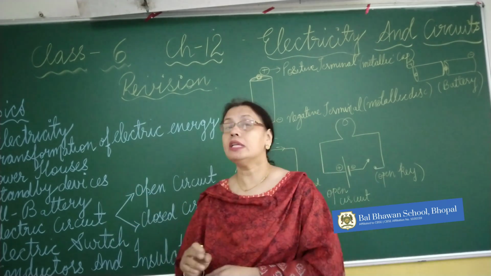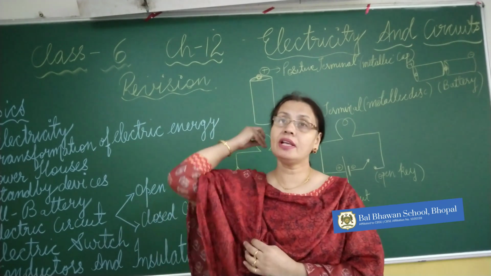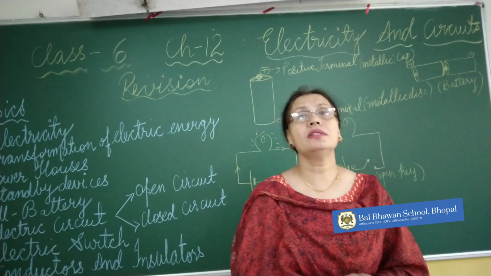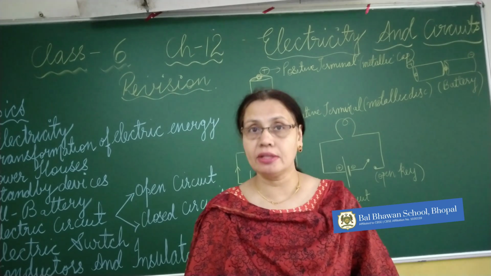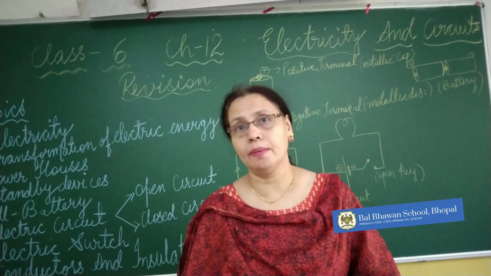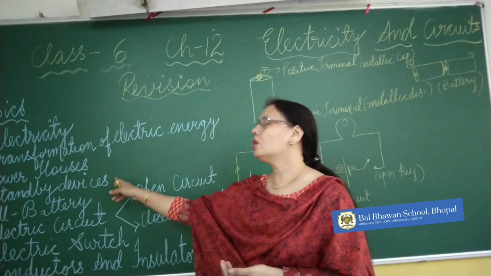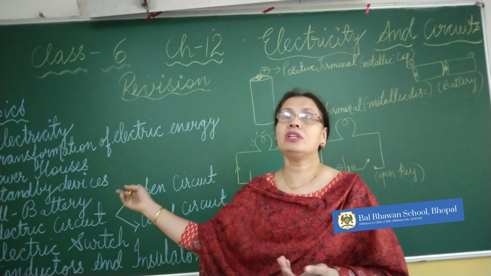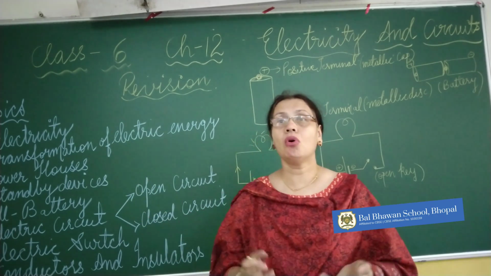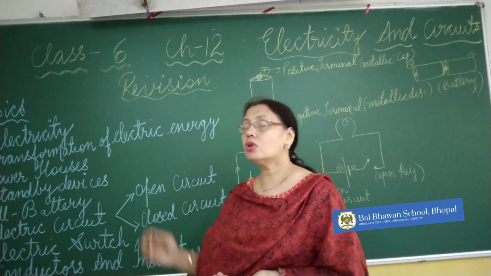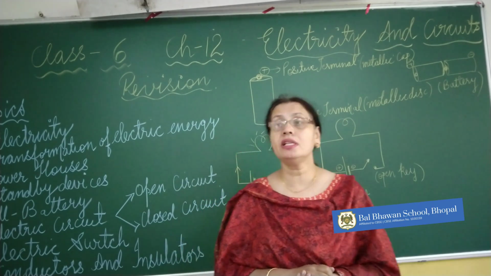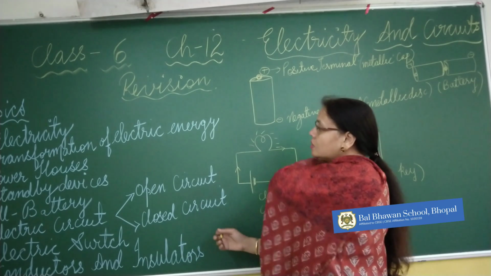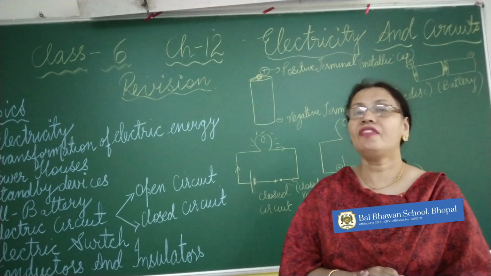Now coming to the next topic, that is standby devices. What are these devices? These are those devices which provide us with electricity when there is a power failure. You all are aware of generators and inverters, and then you also have torch. Then you also have emergency light. All these sources are standby devices which provide us with electricity when there is a power failure.